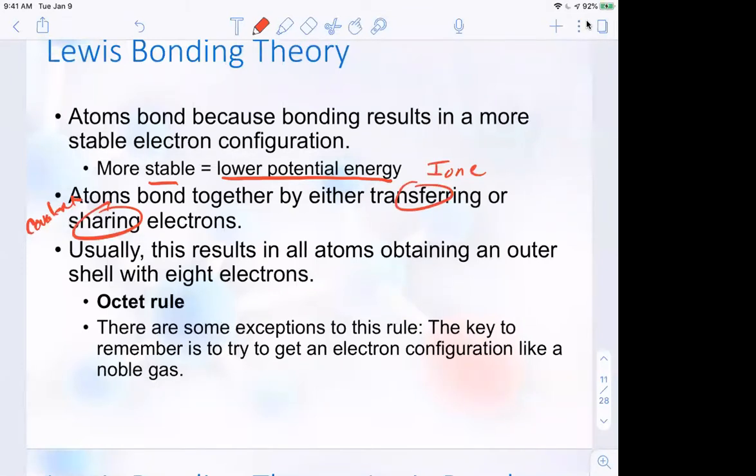Usually this results in all atoms obtaining an outer shell with 8 electrons. This is called the octet rule. There are some exceptions to this rule. The key to remember is you want to try to get an electron configuration like a noble gas. So that's the prevailing principle for how we put these elements together in order to find a structure.